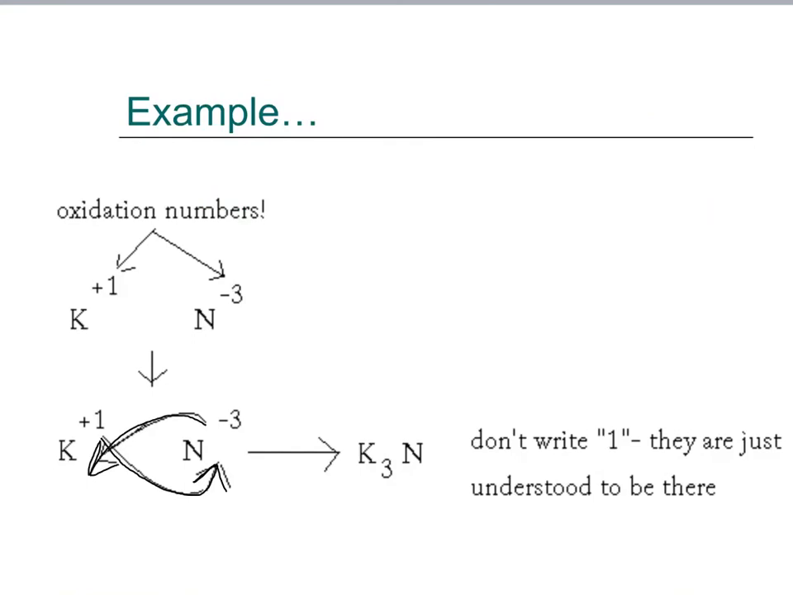So that 3 is now right here. And that 1, we don't write the 1. It is just understood to be there. You don't actually write a 1 as a subscript, but if you don't see a number, you just understand that it's 1. So the 3 that's now on the potassium came from the nitrogen. We crisscross them and drop the signs, and that becomes the subscripts. So this is the chemical formula for potassium nitride.